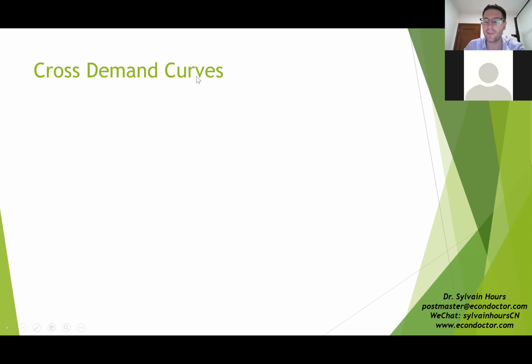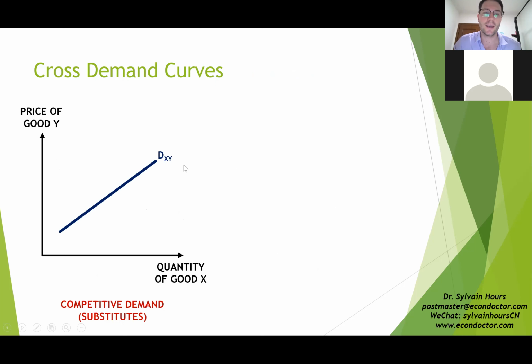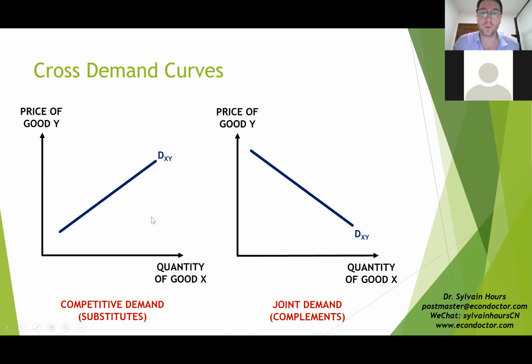Okay, and then finally, I introduced the concept of cross-demand curves, but this is beyond the scope of the syllabus. That essentially is something like that, where you have the quantity of good X, but instead of having the price of good X, you have the price of good Y. All right, that's a cross-demand curve. And looking at the slope, if it's increasing or decreasing, you can find out whether you are dealing with substitutes or complements.